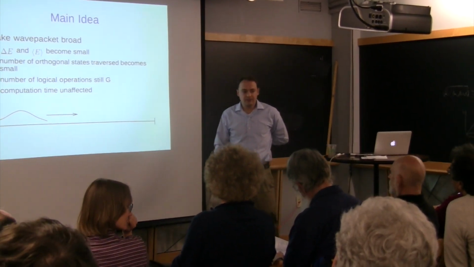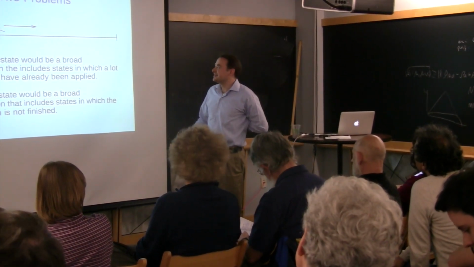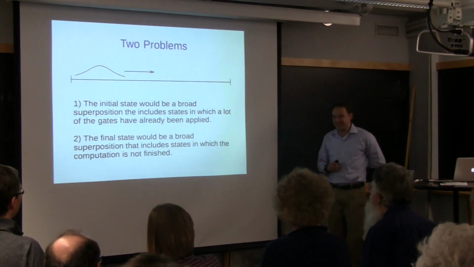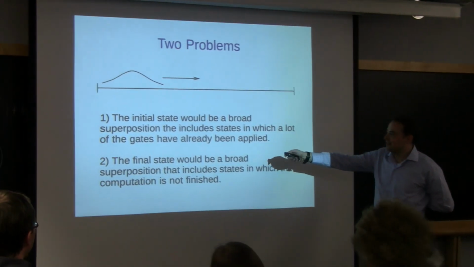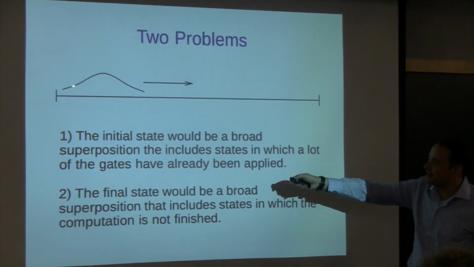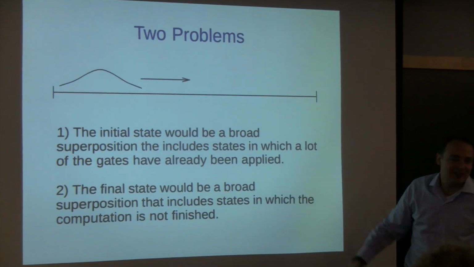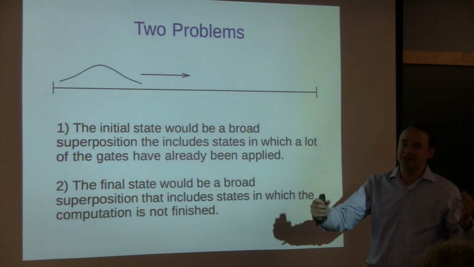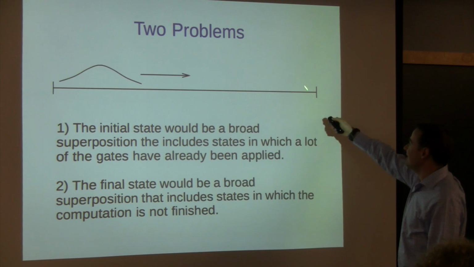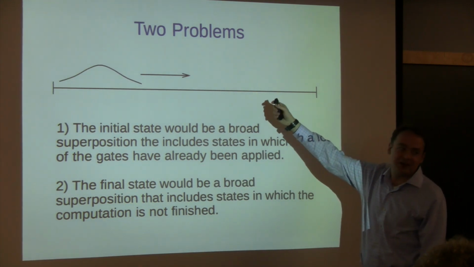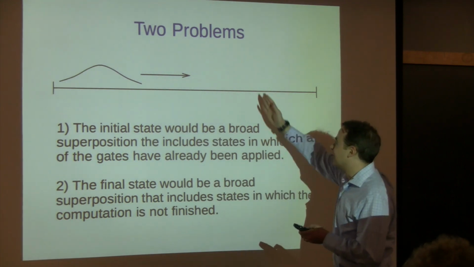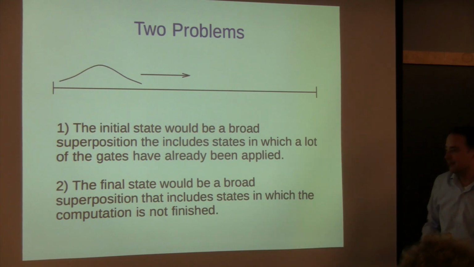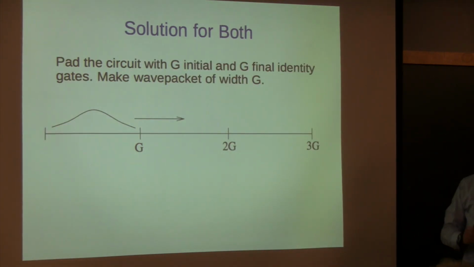Why is this wave packet efficient to reproduce? There are two obvious problems with this construction, which have a solution I'll give you on the next slide. First of all, if you look at this broad wave packet, it's a superposition over a lot of states in which a lot of the computation has already been done. If you assume that as the starting resources, you're really cheating, because a lot of the computation has been done for you. Similarly, at the end, your wave packet is broad and includes a lot of amplitude where the computation has not been completed, so that lowers your probability of getting what you want.